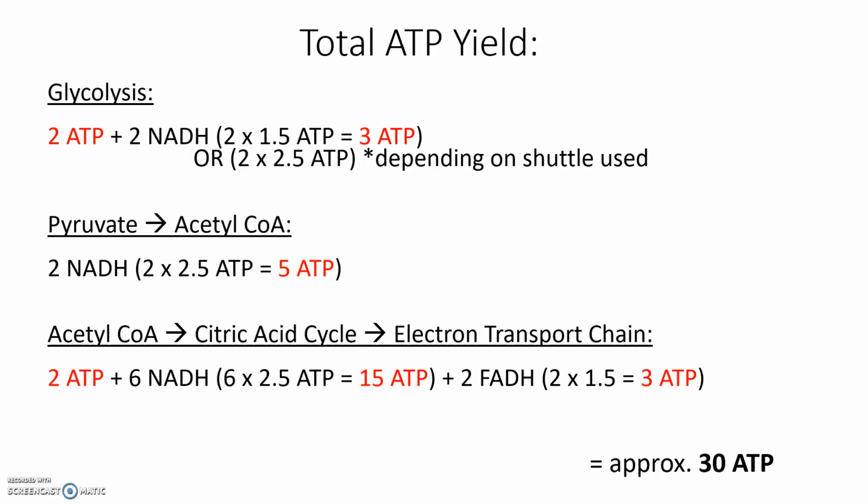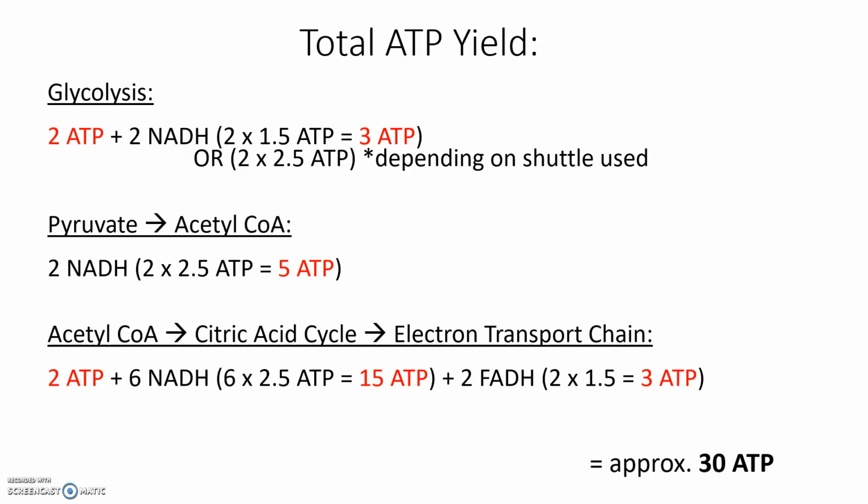In that final step there, summed up as the acetyl-CoA feeding into the citric acid cycle, feeding into the electron transport chain, gives us, during all 3 of those processes, 2 ATP plus 6 more of those NADH, for a total of 15 ATP when you calculate their carrier abilities, and 2 FADH2, which gives us 3 ATP, again kind of showing there what they are capable of carrying. So this all total is going to give us approximately 30 ATP.